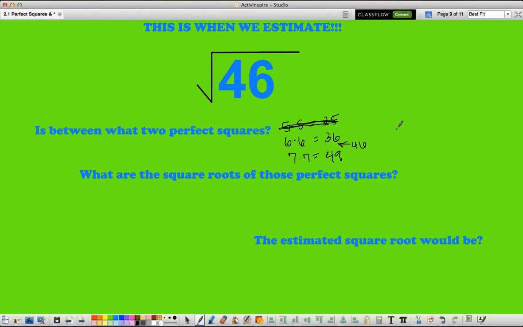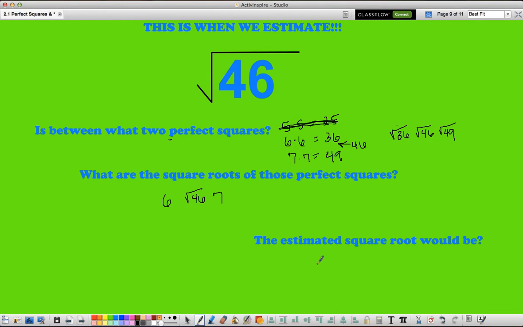So the square root of 46 is between these two perfect squares. So if I were putting them from least to greatest, it would be like this. So what this means is the square root of 46 has to be between the square root of 36, which is 6, and the square root of 49, which is 7. Okay, so when you're estimating, you're just telling me what it is between. So the square root of 46 is between 6 and 7.